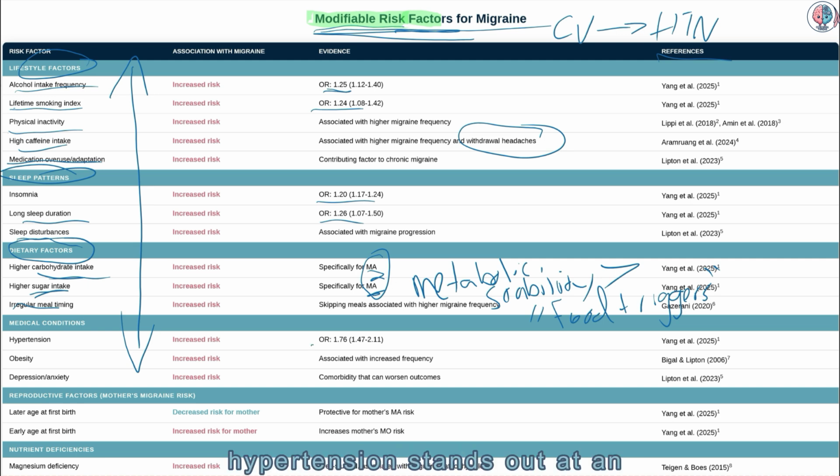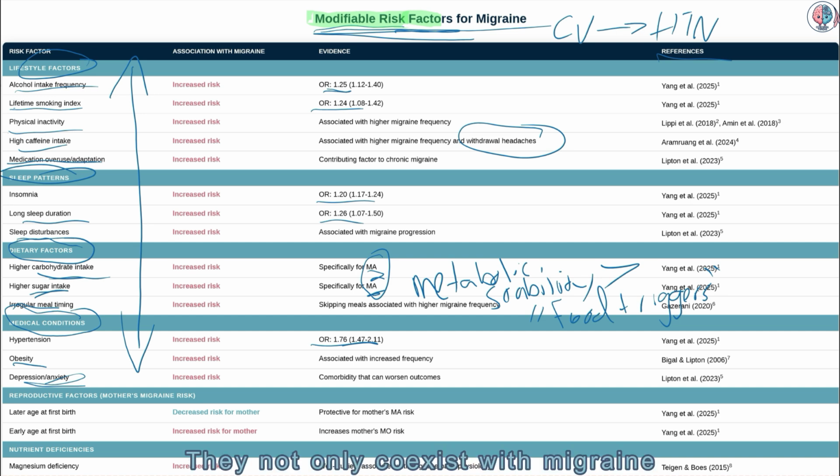Now, hypertension stands out at an odds ratio of 1.76. We're now in medical conditions. So this is actually one of the strongest modifiable risk factors. So let's just put this in perspective. A patient with uncontrolled hypertension has a 76% higher risk of migraine compared to someone that is normotensive, someone with normal blood pressure. So this relationship likely involves vascular endothelial function and inflammatory pathways common to both conditions, hypertension and migraine. Obesity as well, and mood disorders like depression and anxiety.